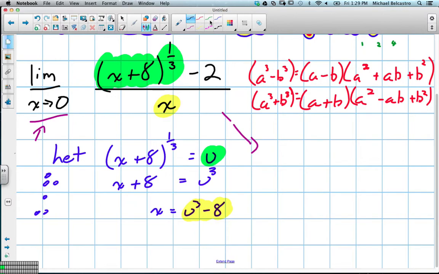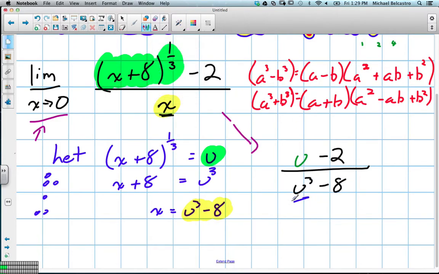This equation will now read u minus 2 over, and this is just a simplification process, we're replacing the x with u cubed minus 8. Now the u cubed minus 8 has given us a difference of cubes. I've written the two rules up here. The one we need to use says that the factored form of the difference of two cubes is the cube root of both values as a binomial multiplied by a trinomial of the squared value of the first cube root, the two cube roots times each other, and the squared value of the second cube root.